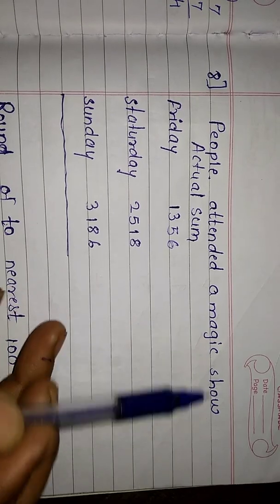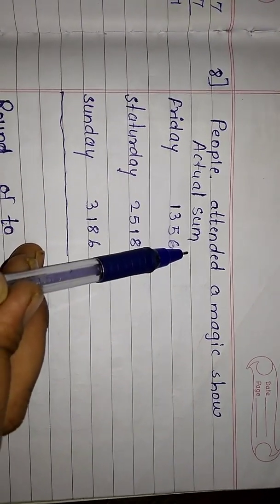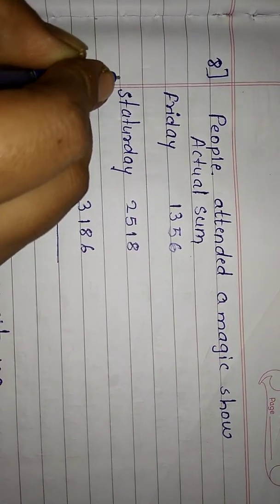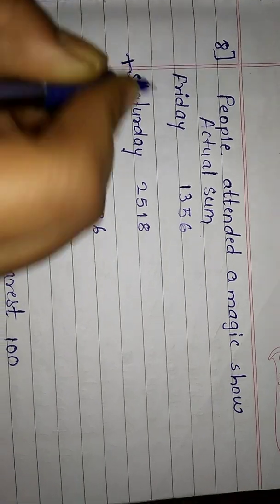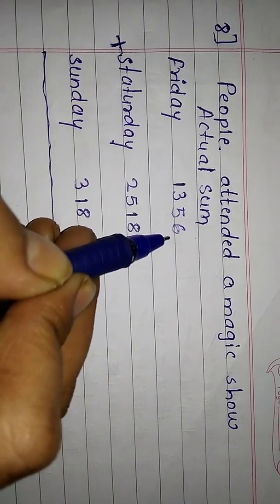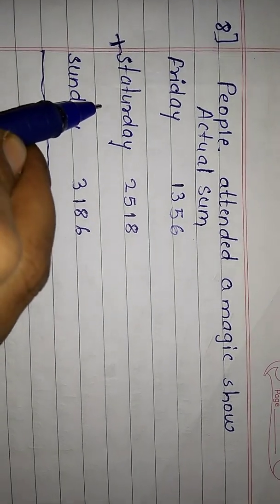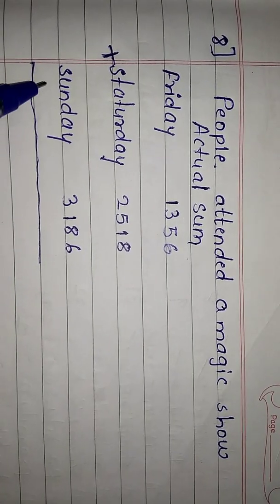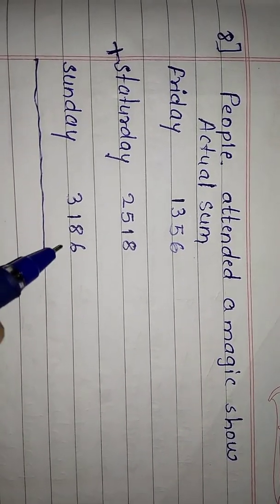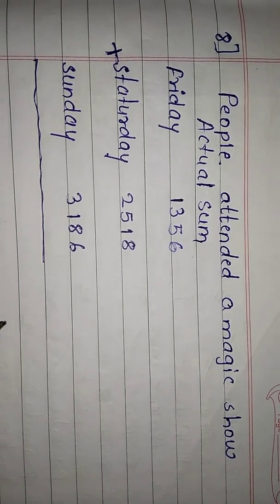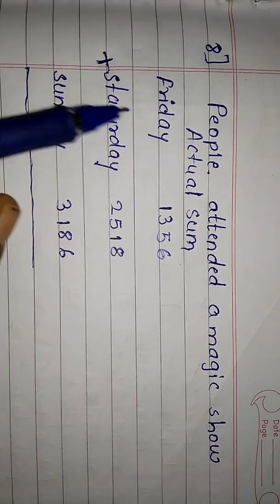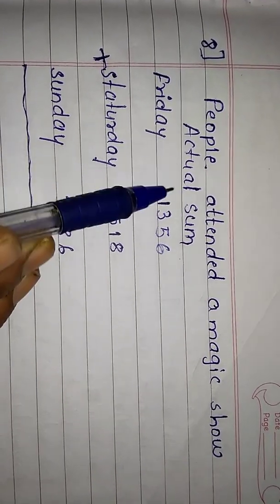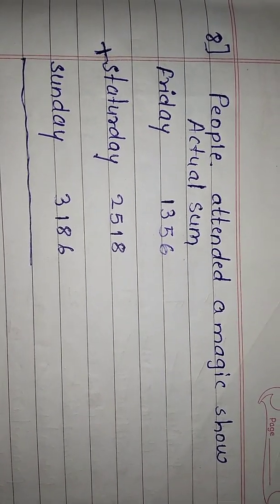People attended a magic show. Actual sum means what they gave, that only we have to write and do the addition. Now Friday, how many people attended the magic show? 1356 people. Now Saturday, 2518 people. Now Sunday, 3186 people. Now we have to see the addition. This is known as the actual sum. Okay. Now we have to do the addition.